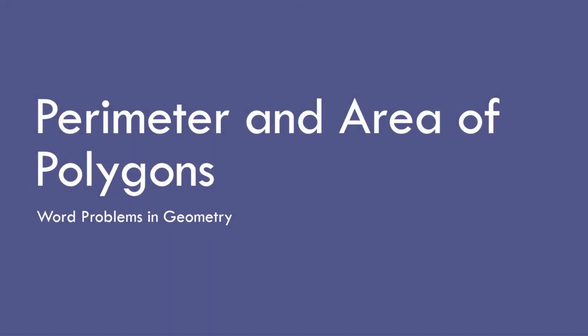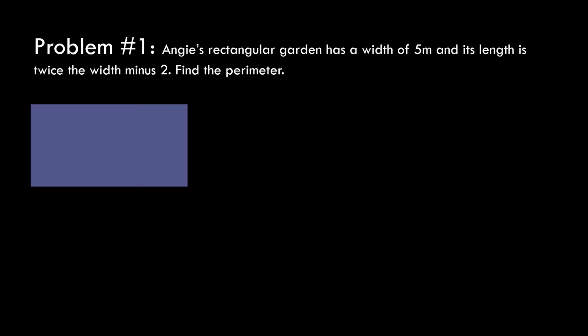So good day everyone. Today we are going to solve worded problems that involve perimeter and area of polygons. Angie's rectangular garden has a width of 5 meters and its length is twice the width minus 2. Find the perimeter. So in this problem, the given is the width of 5 meters and the length, which is twice the width minus 2.